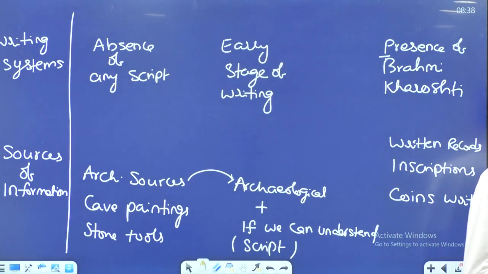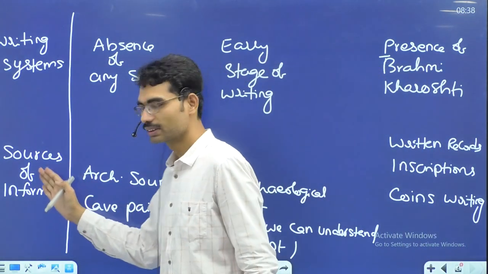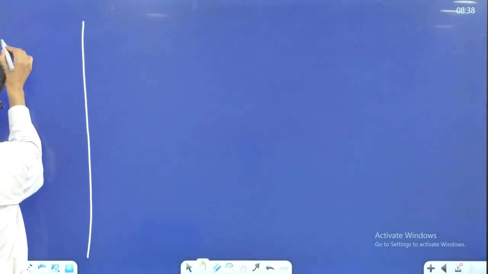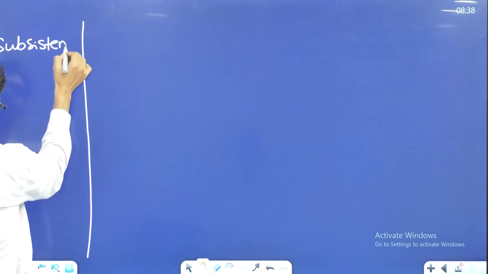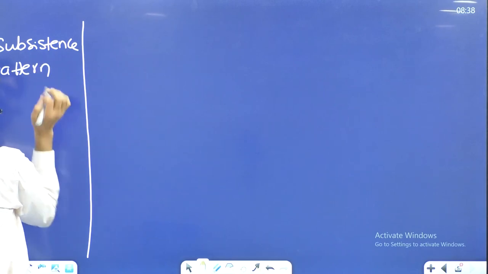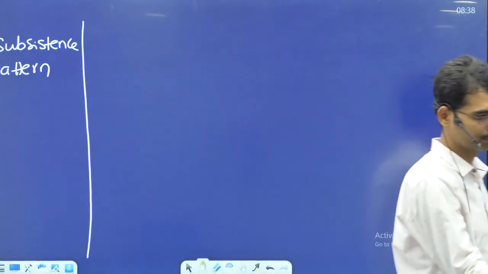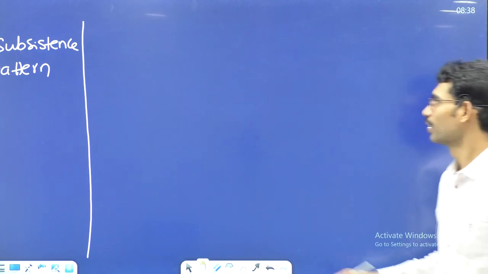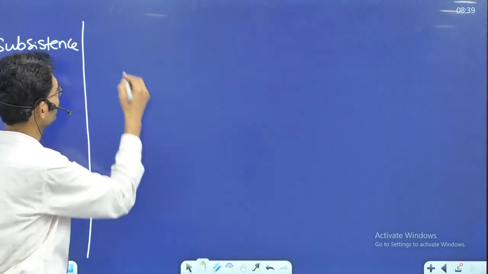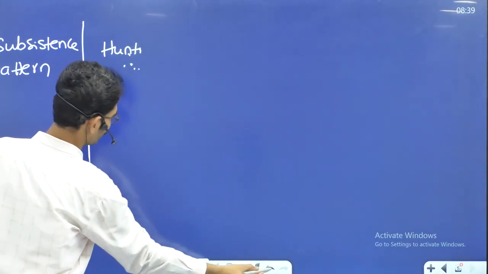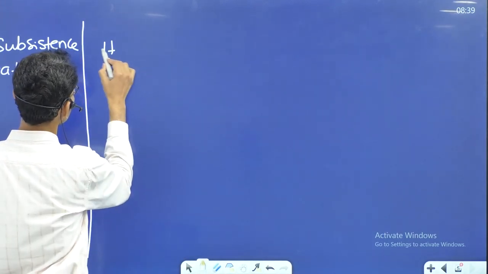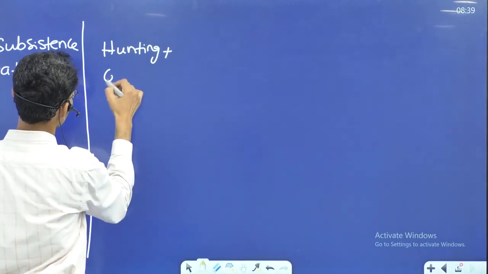Next one. Subsistence pattern. Here, you know, hunting and gathering. Hunting plus gathering.